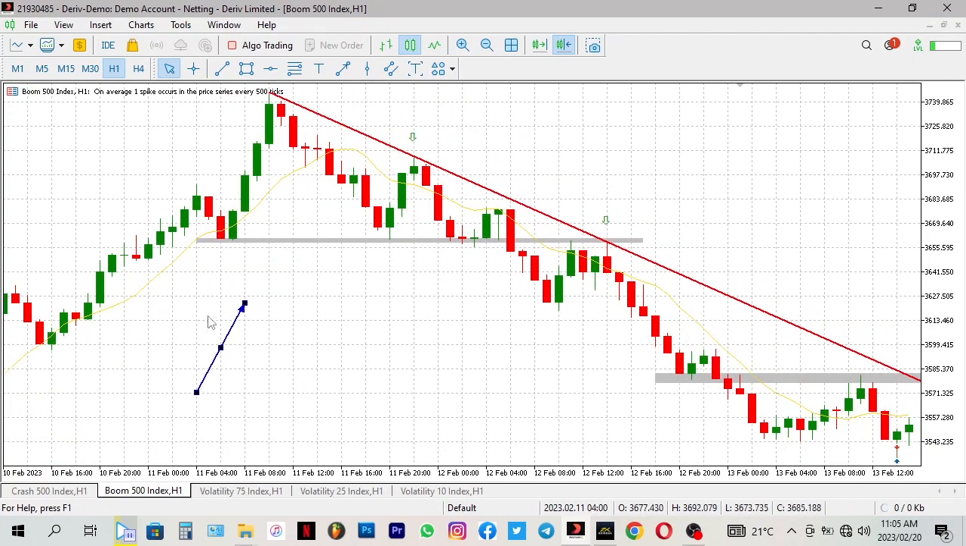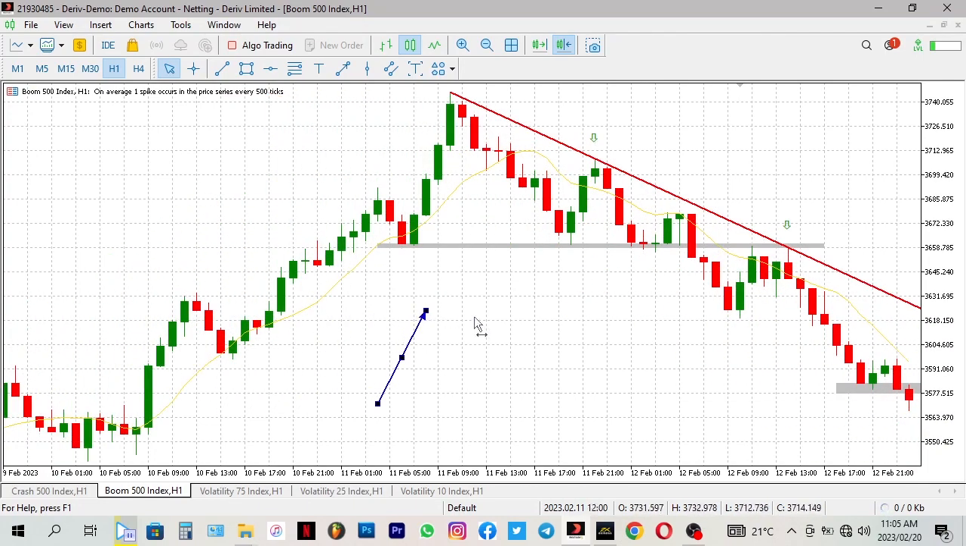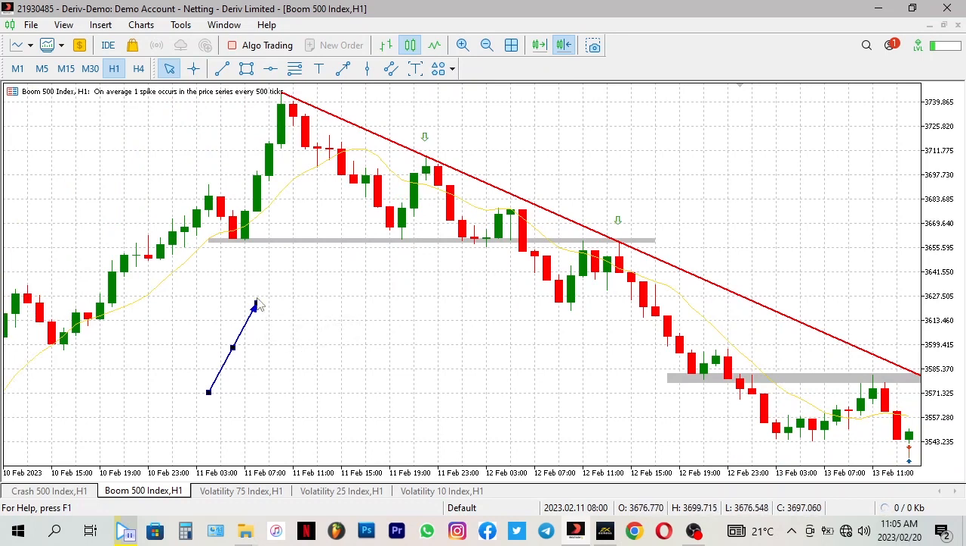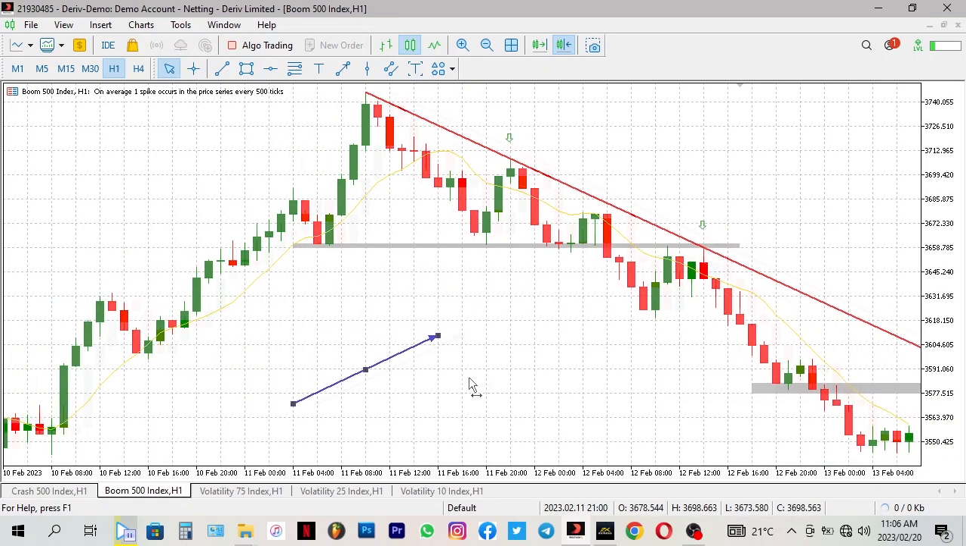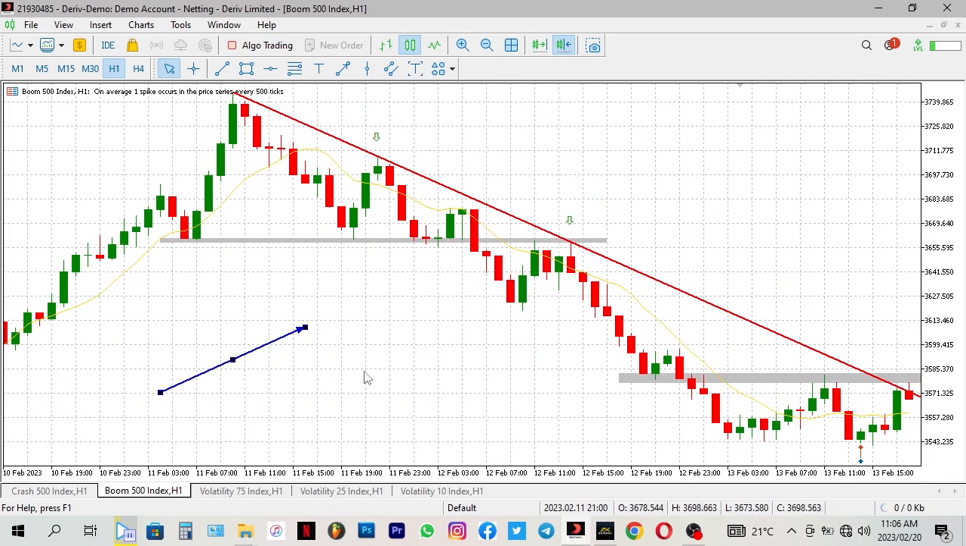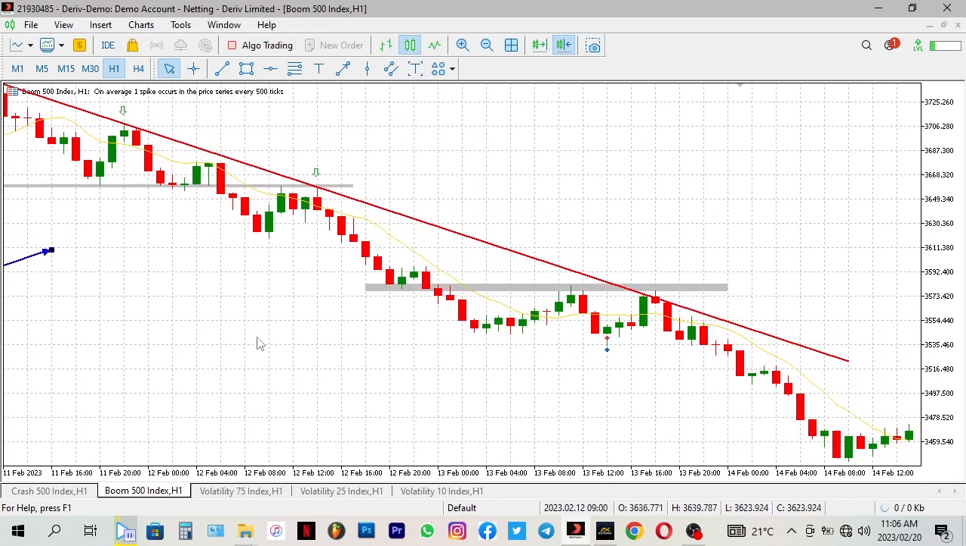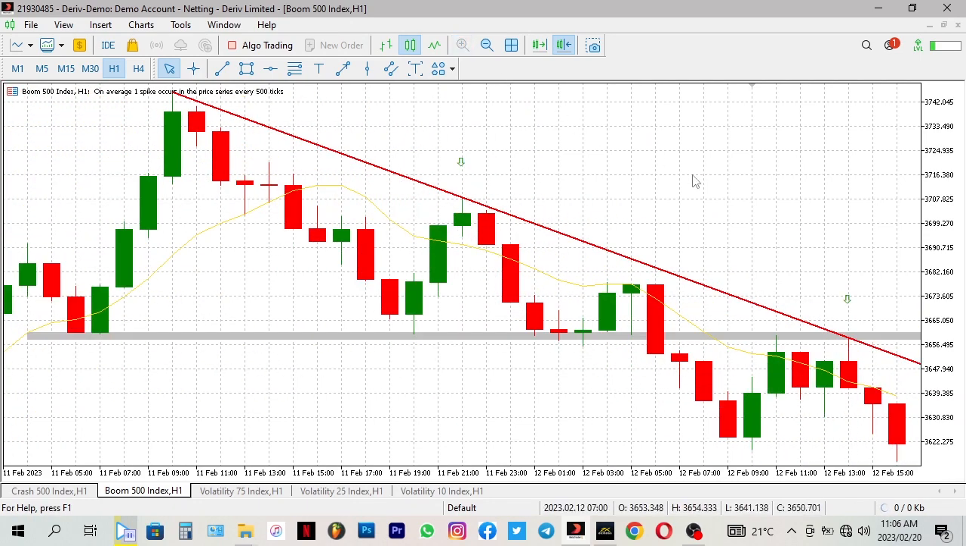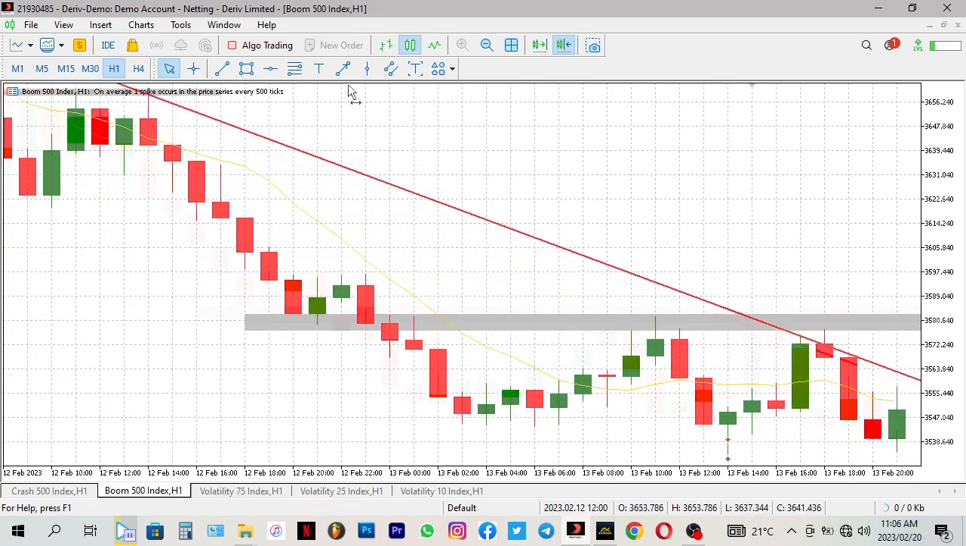Also as a trend line trader, because we have 3 good touches: first touch, second touch, and third touch, supported by strong resistance. One of the good reasons to trade this index. And we have another entry down here.